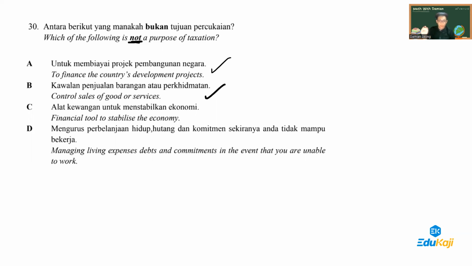Then financial tools to stabilize the economy. Sometimes, like let's say after COVID, there's the bantuan, I forgot what it's called, but they give money back to the poor citizens so that they are encouraged to spend the money, to kind of spur the economy back so that the flow of money continues going. So that is a way to stabilize the economy.